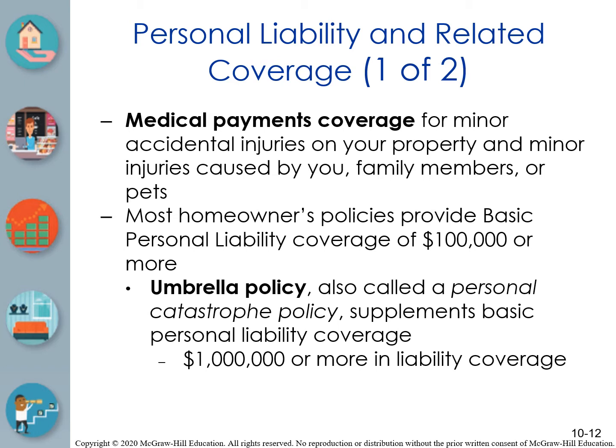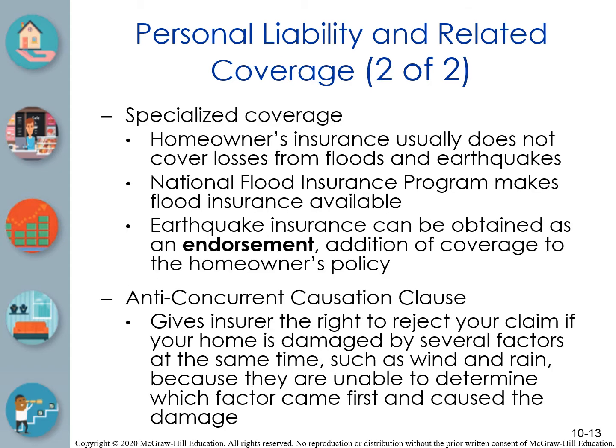An umbrella policy, the added name here is a personal catastrophe policy, supplements basic personal liability coverage, and it's called the umbrella policy for just that. It covers pretty much everything, and it increases your liability coverage from $100,000 to some number greater. In this case, they indicate $1 million. It could be quite a bit more than that, but at any rate, it all depends upon your needs. These are things that you have to determine.